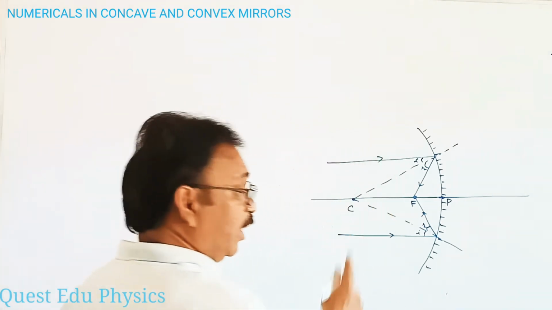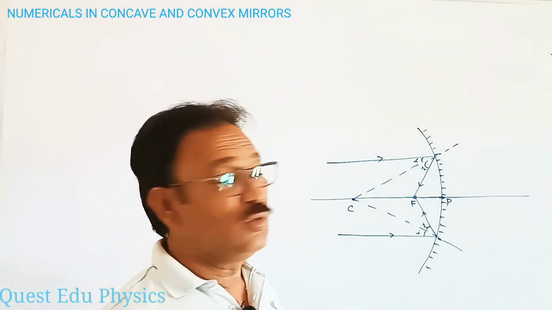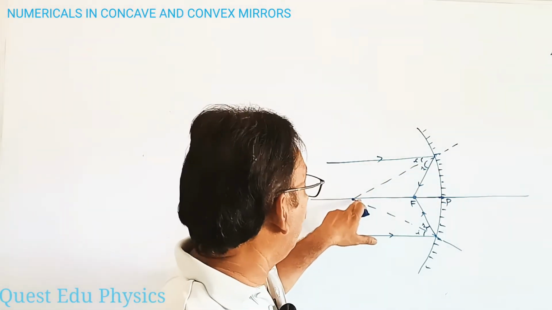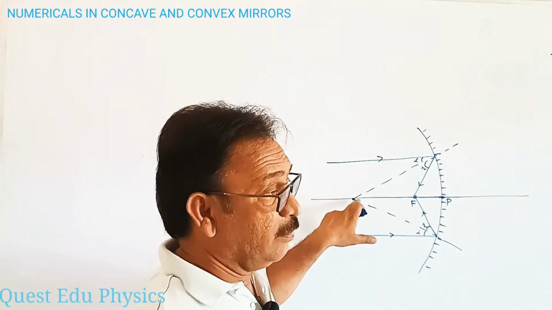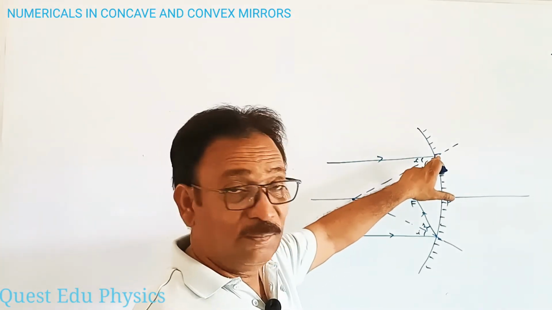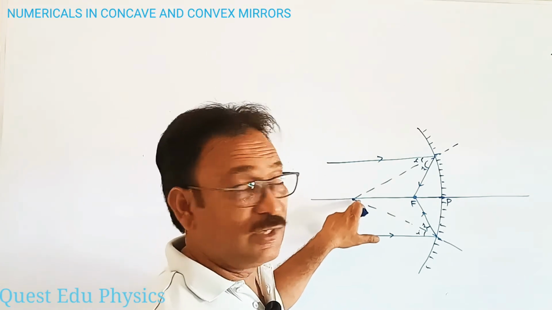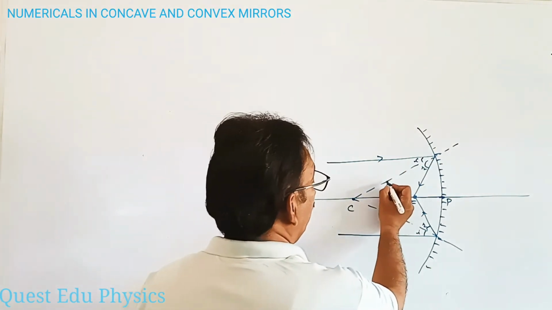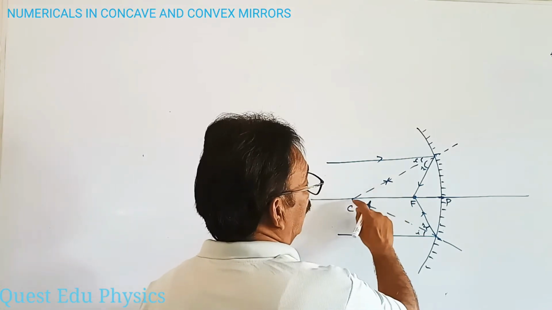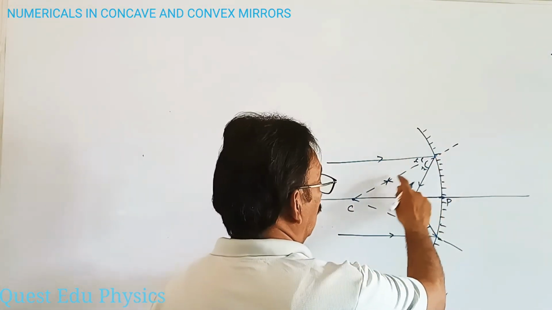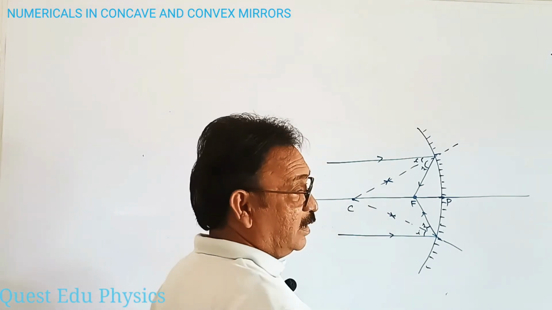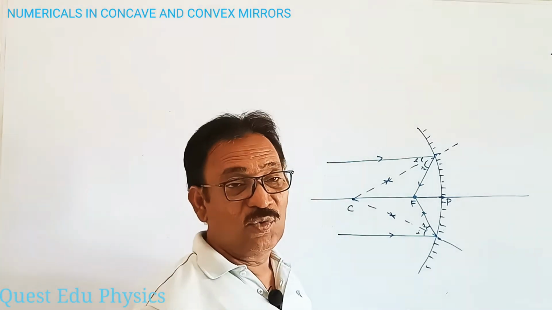Here, the unique property of the center of curvature is, students, that when a ray proceeds along the center of curvature, it doesn't get deviated. It comes back to the initial position. It will come back along the same path. That is the nature of the center of curvature, students.